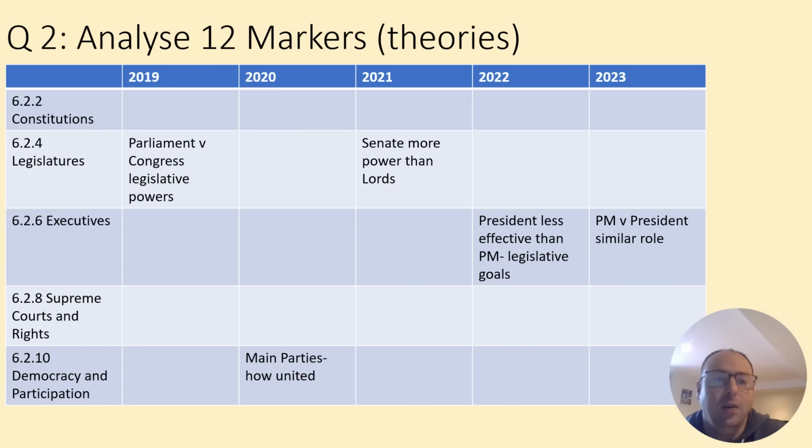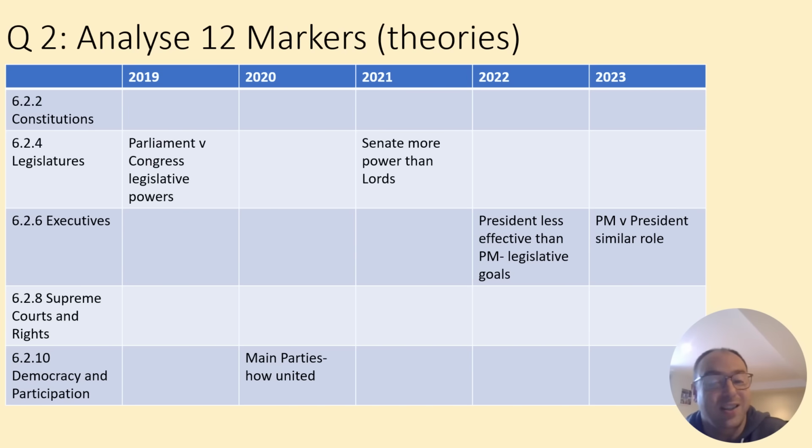Again, looking at the pattern, we can see the last 2 years has been on the executives. We've also had 2 questions on the legislature in the past, and we've had 1 from democracy and participation. So Supreme Court and rights and constitutions are due because they've not been on there at all yet. So they might be ones to keep an eye out.